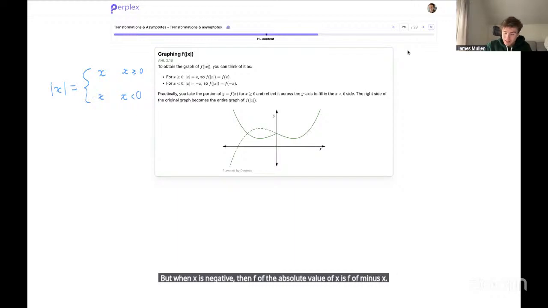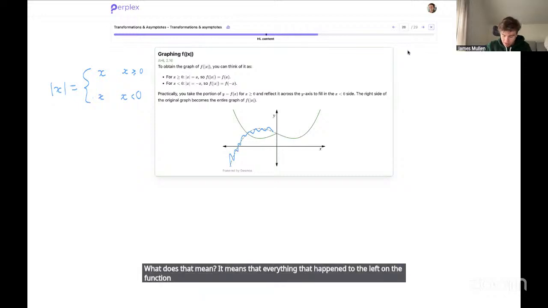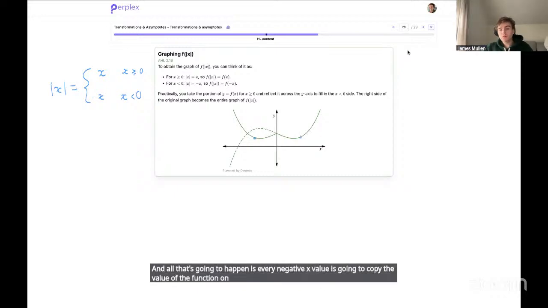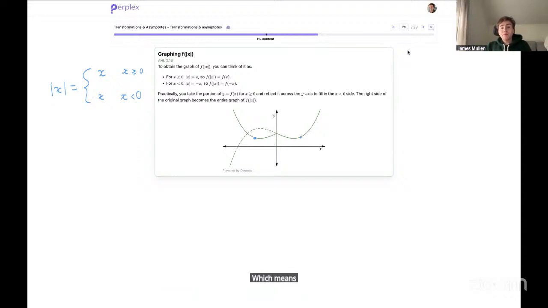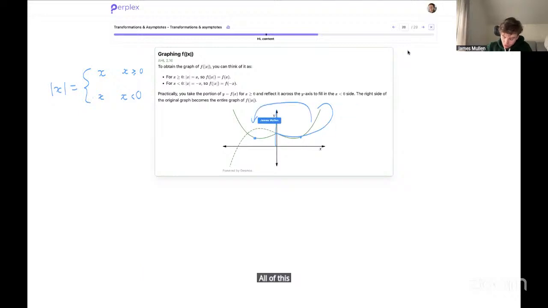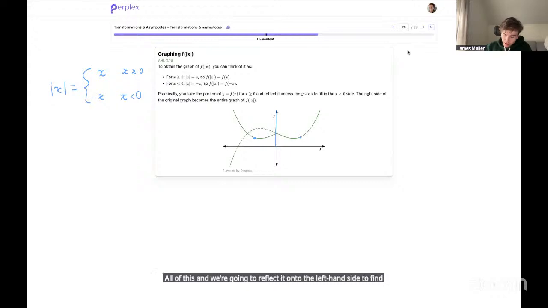What does that mean? It means that everything that happened to the left on the function is now going to be ignored. All that's going to happen is every negative x value is going to copy the value of the function on the equivalent position on the right side of the y-axis, which means that the graph is now going to be symmetric in the line x equals 0, the y-axis. So we're going to take everything to the right, and we're going to reflect it onto the left-hand side to find the new graph.